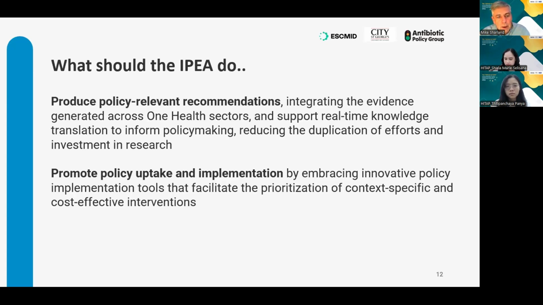And then the second thing really is the panel should promote policy uptake and implementation. The idea of producing these things and then they just sit is pretty useless. And actually the idea is that they have implementation tools, short summaries that facilitate the prioritization of context-specific and cost-effective interventions. One aspect of this, of course, is that for the independent panel on climate change, there are mechanisms, ministerial meetings, government meetings, and other meetings that run in parallel to the independent panel that allow this prioritization of some of the outputs of the panel for governments.